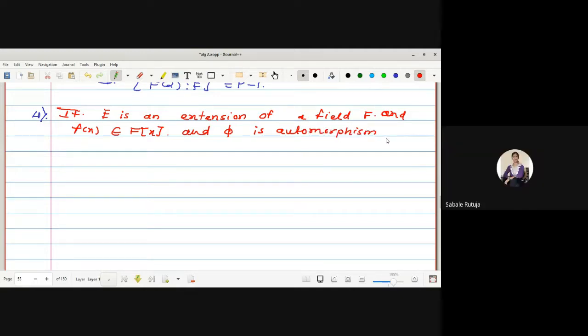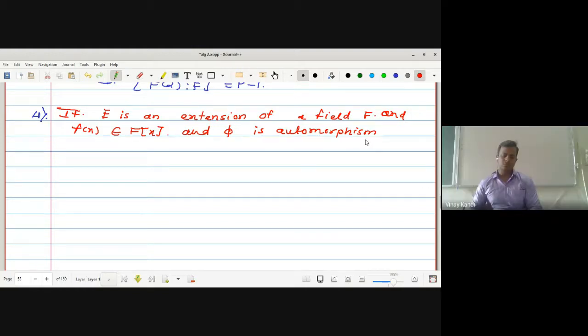Isomorphism from a set to itself. The domain and codomain are the same for your isomorphism. Okay, so phi is an automorphism of E, leaving every element of F fixed, capital F fixed.